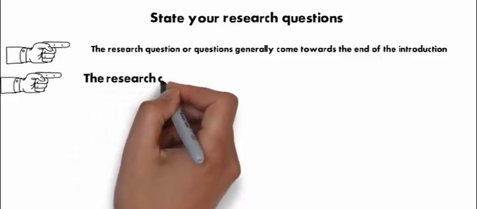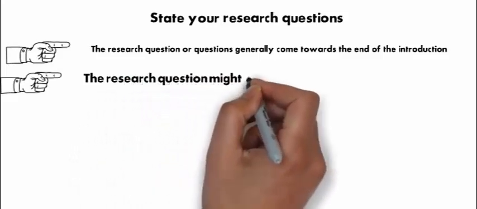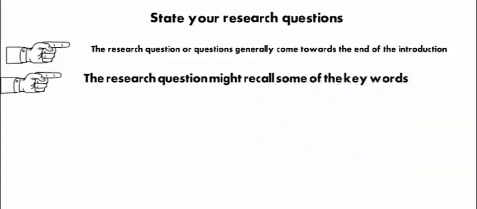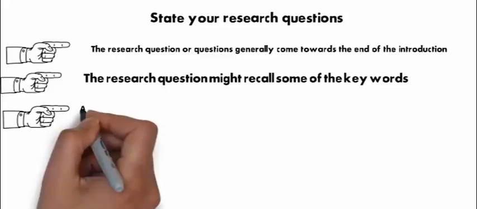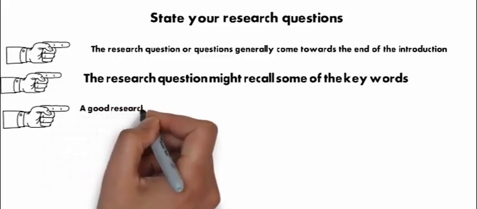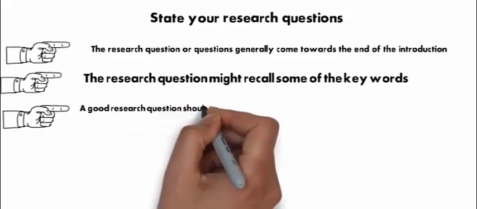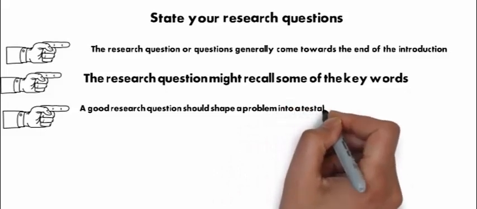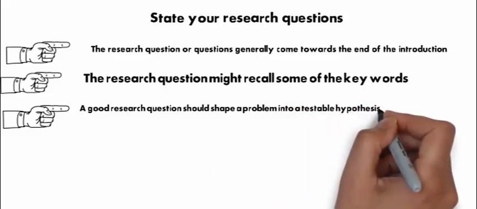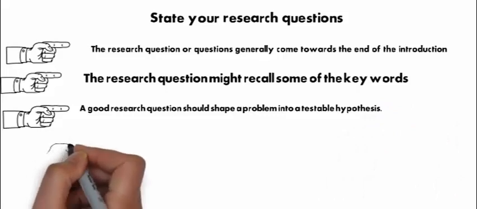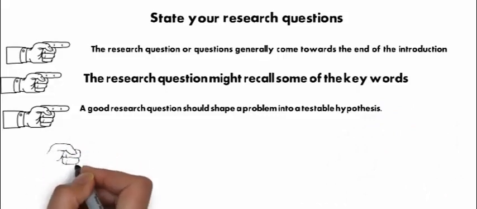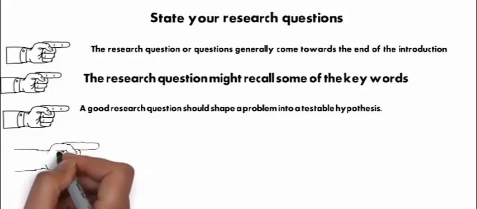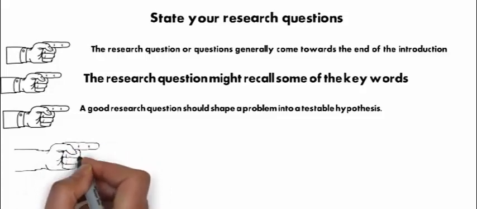This question should be developed fluently from the earlier parts of the introduction and shouldn't come as a surprise to the reader. The research question or questions generally come towards the end of the introduction, and should be concise and closely focused. The research question might recall some of the keywords established in the first few sentences and the title of your paper. An example of a research question could be, what were the consequences of the North American Free Trade Agreement on the Mexican export economy?